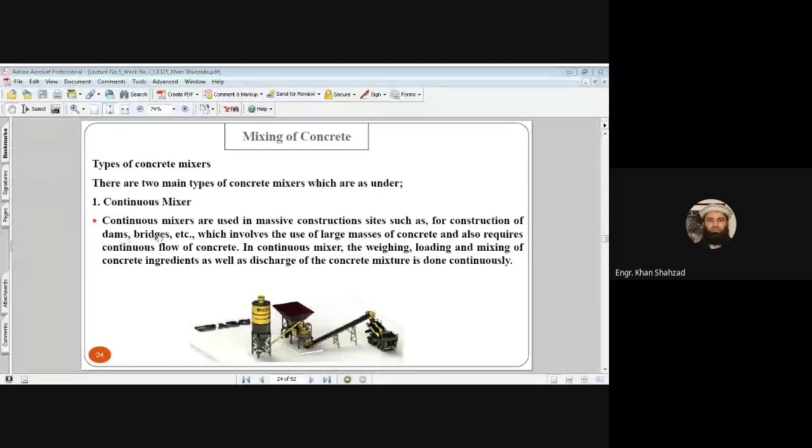If you are making large structures like bridges or dams, then you need this type of plant or mixer so that you can supply the concrete continuously to the project site, which involves the use of large masses of concrete and also requires continuous flow of the concrete. In a continuous mixer, the weighing of the materials, loading of the materials in the mixer, mixing of the concrete ingredients, as well as discharge of the concrete mixture are done continuously from the control room.